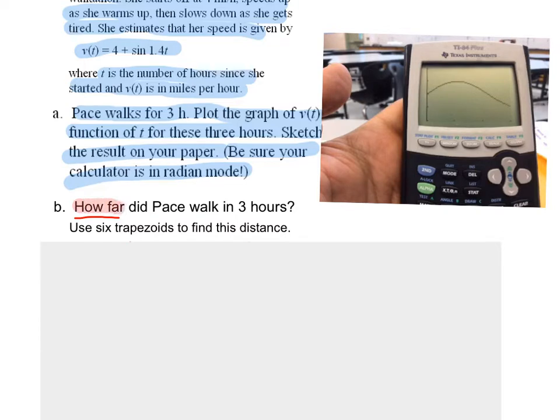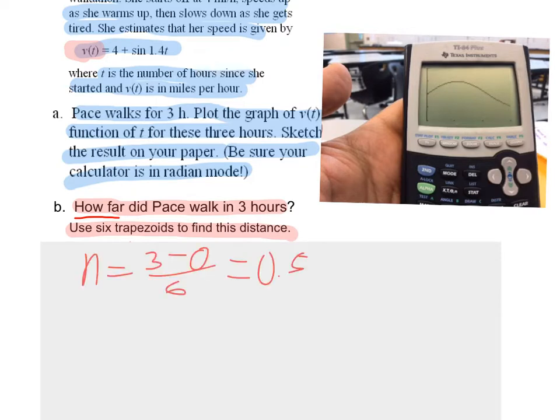How far did Pace walk in 3 hours? So when you find a distance from a velocity graph, that means we're going to have to find the area underneath the graph. Now they tell us that we're using the trapezoidal rule and we're supposed to use 6 trapezoids. So let's find the width of every trapezoid. The width of every trapezoid is going to be 0.5, and now we can use the trapezoidal rule.